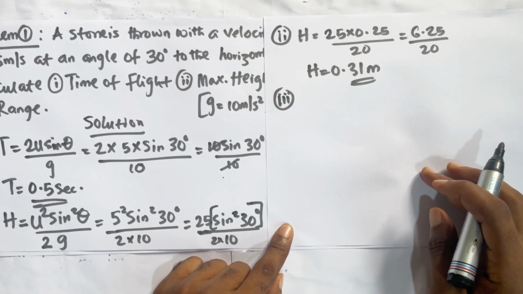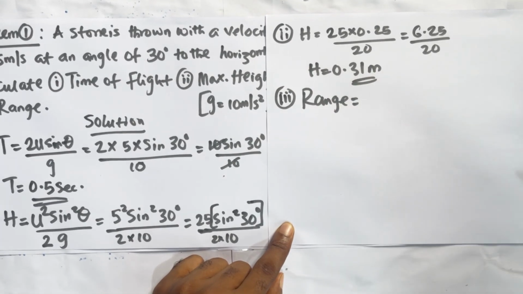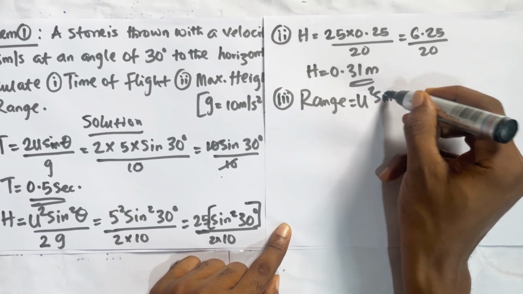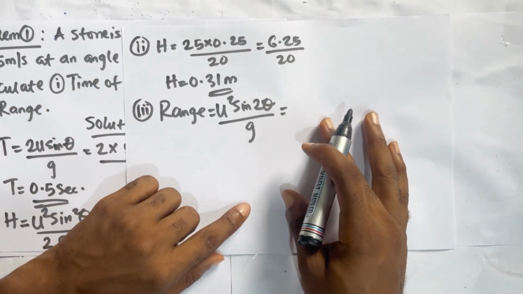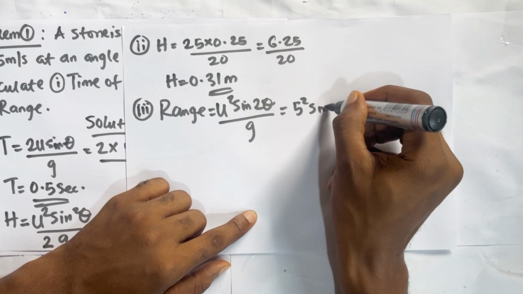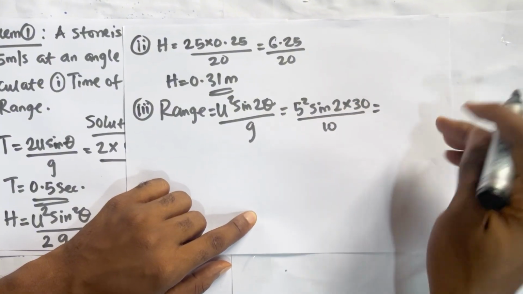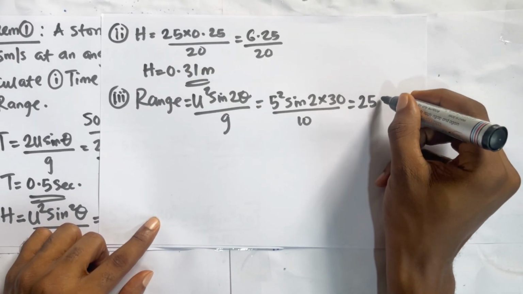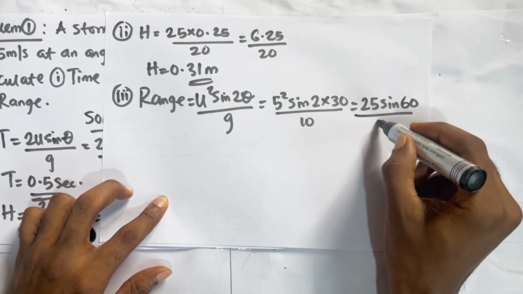So we'll be having III. Our III will be the range. I believe you recall the equation for range. Range therefore is given as u square sine 2 theta all over g. So let's dive in solving this problem. What is my u? My u is 5 square sine 2 times 30 divided by 10. So how do I solve this? This will be 25 sine 60. 2 times 30 is 60, divided by 10.